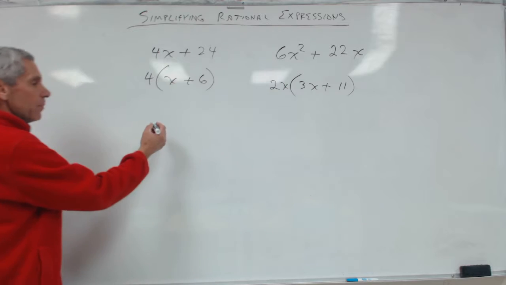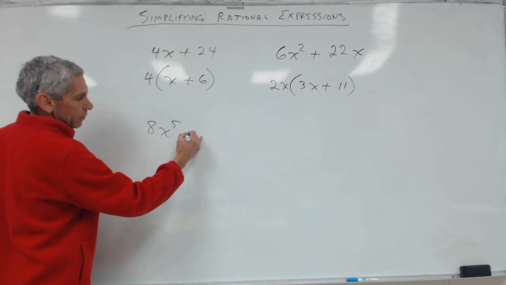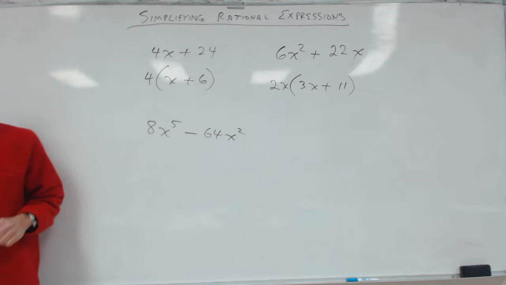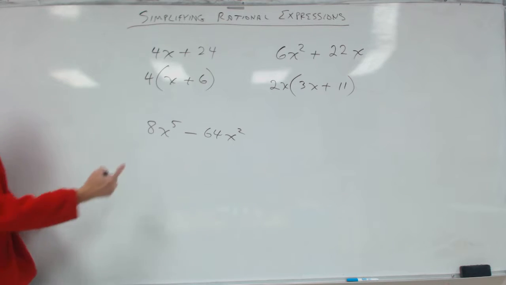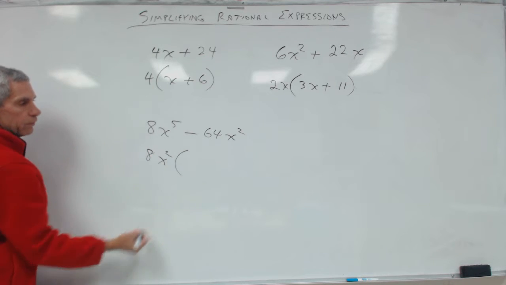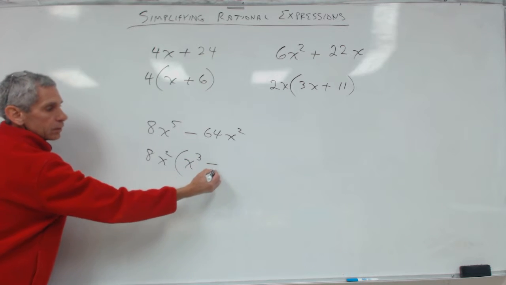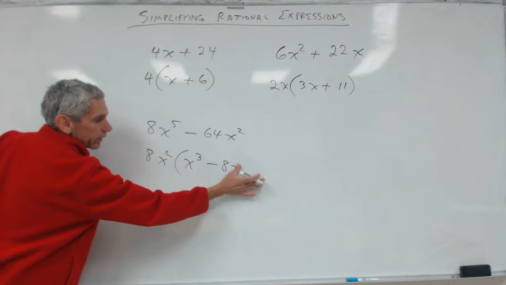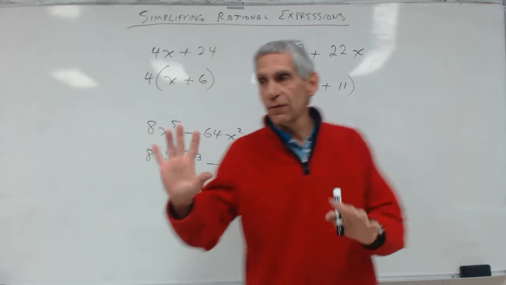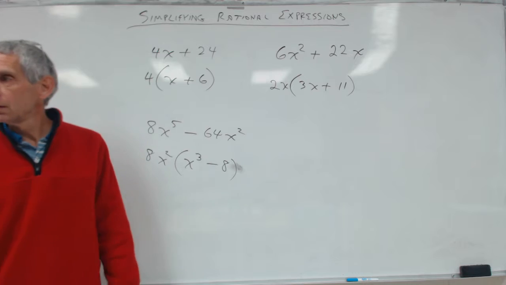So that was easy. How about if I gave you 8x to the 5th minus, I don't know, 64x squared. What can I take out? 8. I could take out an 8. And x squared. Okay, and then what do I have left? x to the 3rd minus 8. Oh, it's just 8, right? Minus 8, right? Yes. Exactly. Okay, good. Awesome. Everybody pretty clear on these kind? Okay.